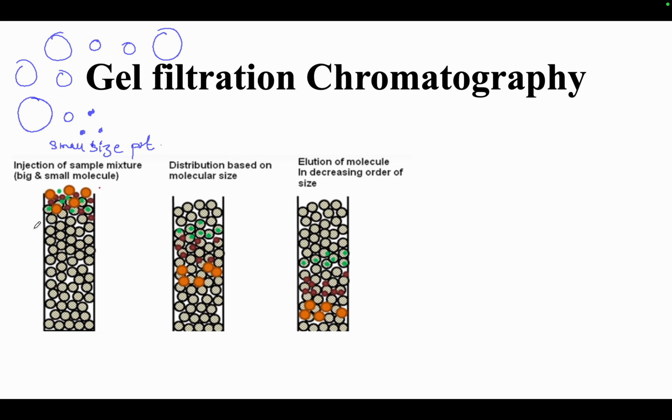So what will happen? We have the beads, the stationary phase, as you can see, it's made up of beads. These beads have a sieve-like structure, they are porous in nature, and the stationary phase is completely filled inside these porous beads. So these are the beads which I am talking about.